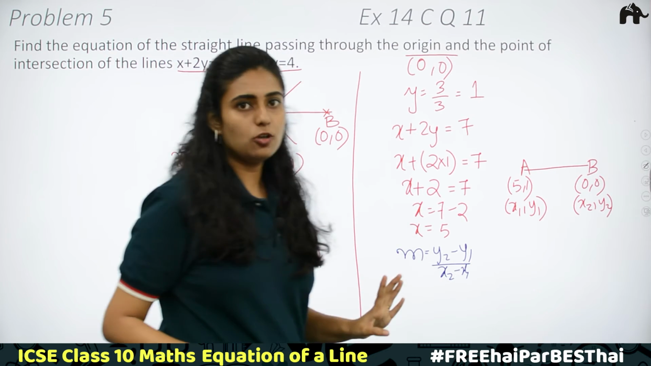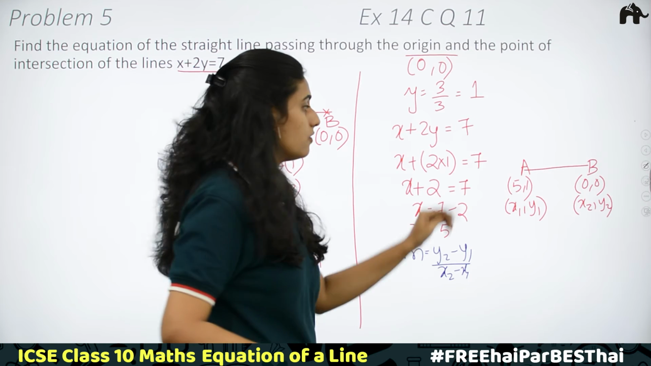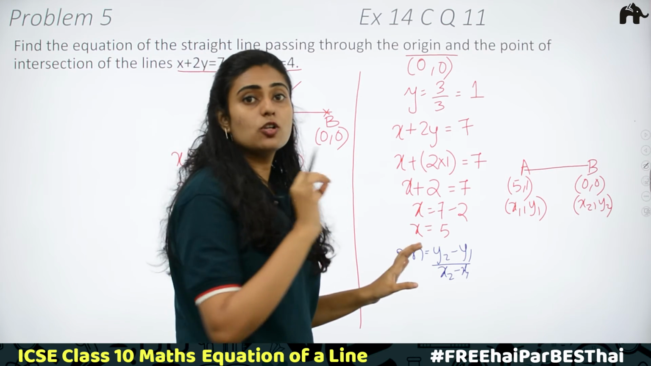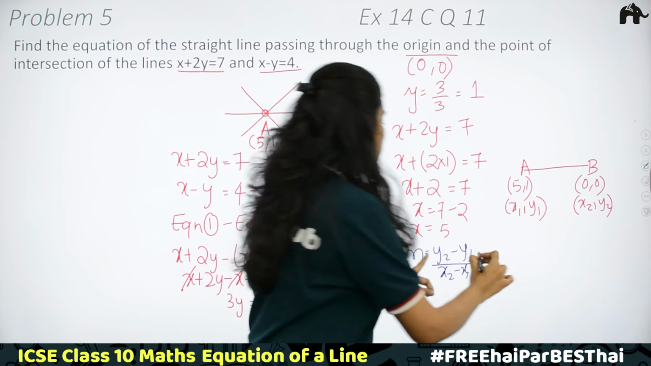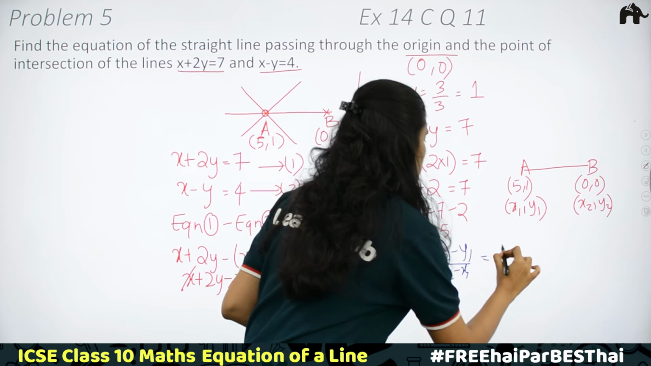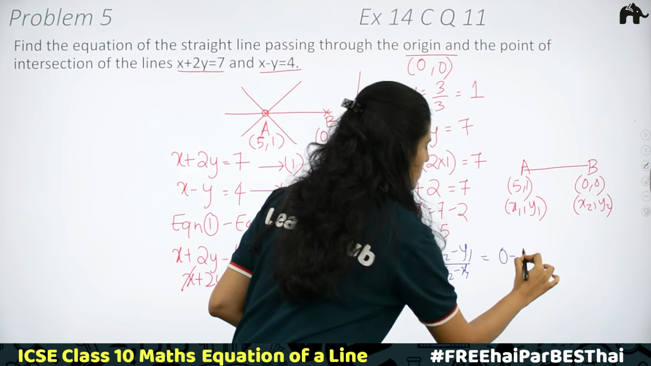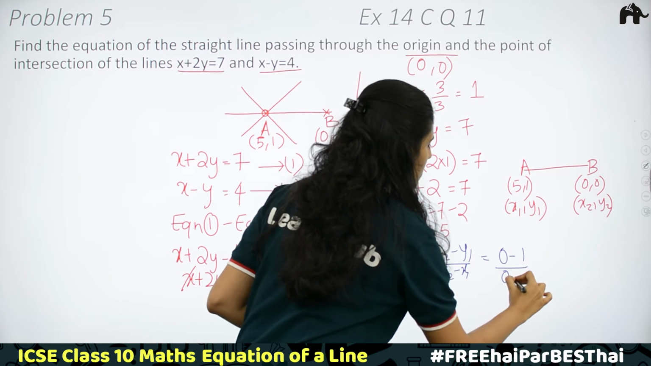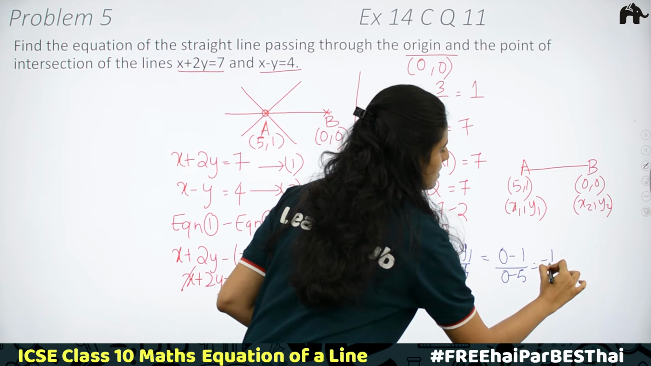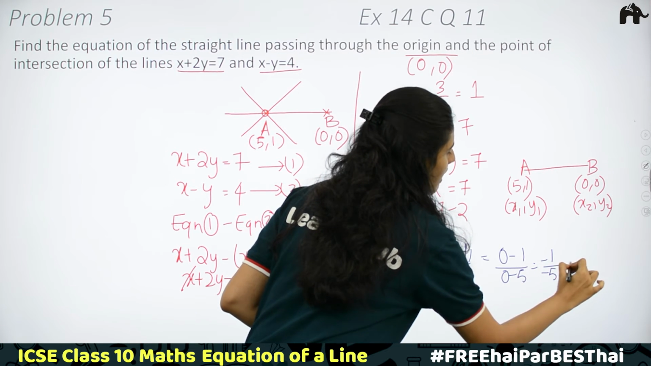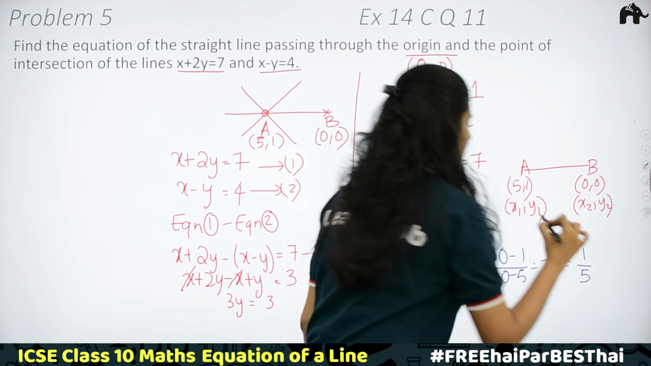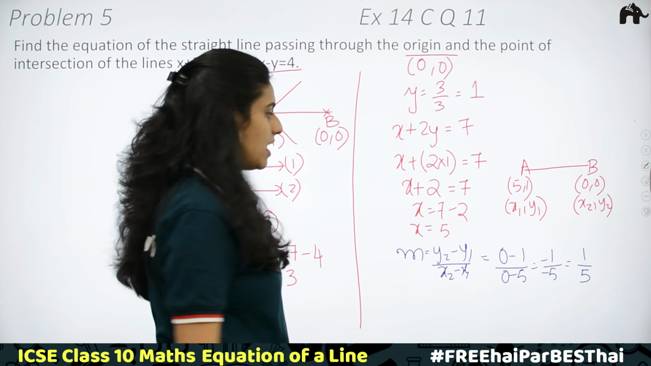If you get the slope, you can just substitute the values of x1, y1 and the m value in the slope intercept form. What is y2 here? 0. 0 minus y1, which is 1, gives minus 1, divided by x2, which is 0, minus x1, which is 5. That is minus 1 divided by minus 5. Removing the negative sign, we get 1 by 5. The m value is 1 by 5.